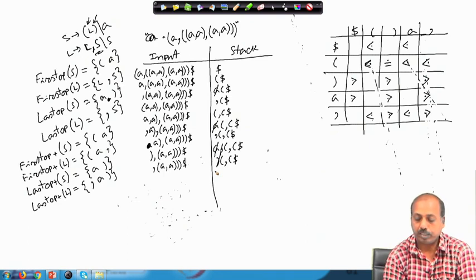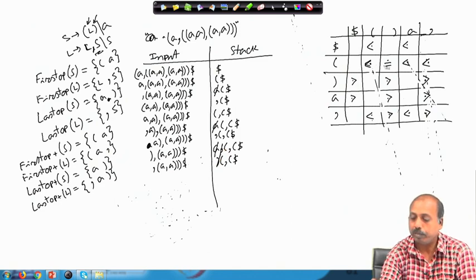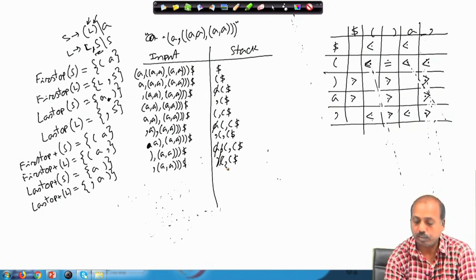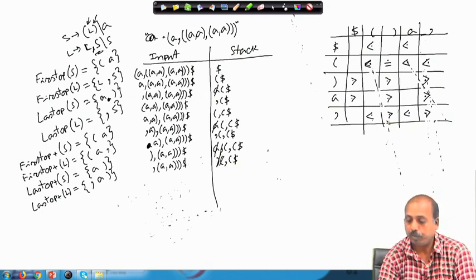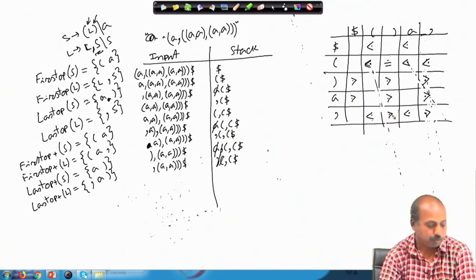Now, top of the stack contains open parenthesis and the last symbol popped out is close parenthesis. So, open parenthesis is of equal precedence as close parenthesis. So, this is also popped out. Now, top of the stack contains comma and the symbol popped out is close parenthesis. So, comma is of higher precedence than close parenthesis.